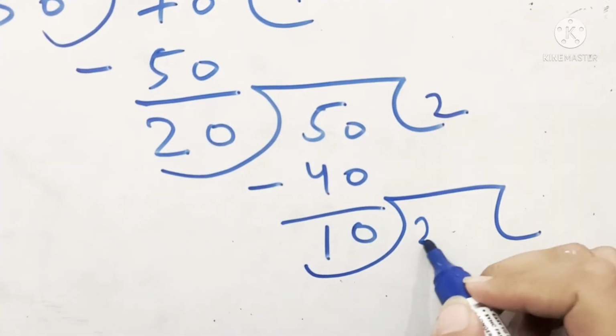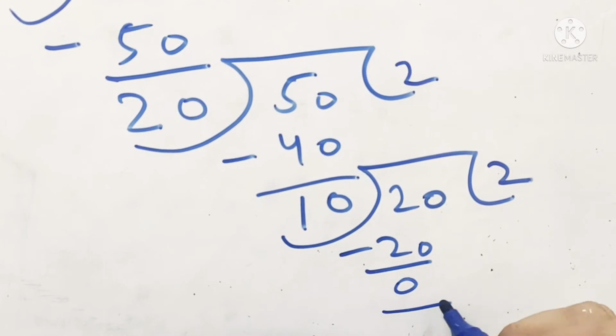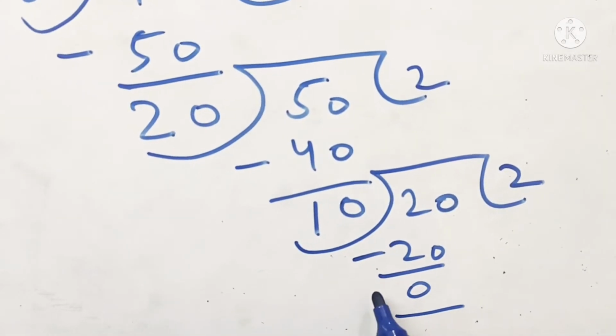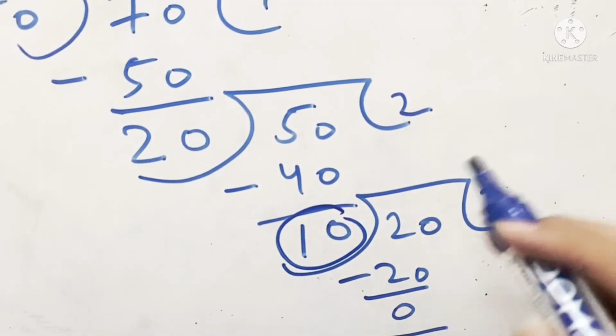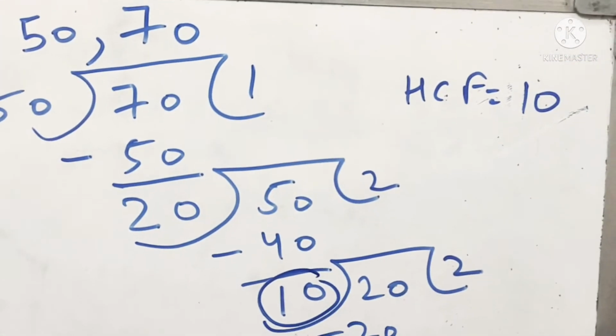So now 20 will come inside the bar and we know that 10 into 2 is 20. So I have got my answer as 0, and the divisor which gave me 0 was 10. So the HCF is 10.